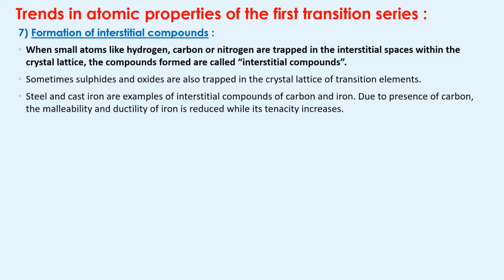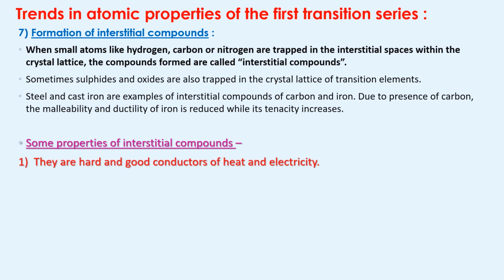So due to the presence of carbon, what happens? The malleability and ductility of iron is reduced while its tenacity increases. So this enhances the property of your metal, that is a transition element. So in steel and cast iron, that is the interstitial compound of carbon and iron, due to the carbon, the malleability and ductility of iron is reduced and its tenacity will increase.